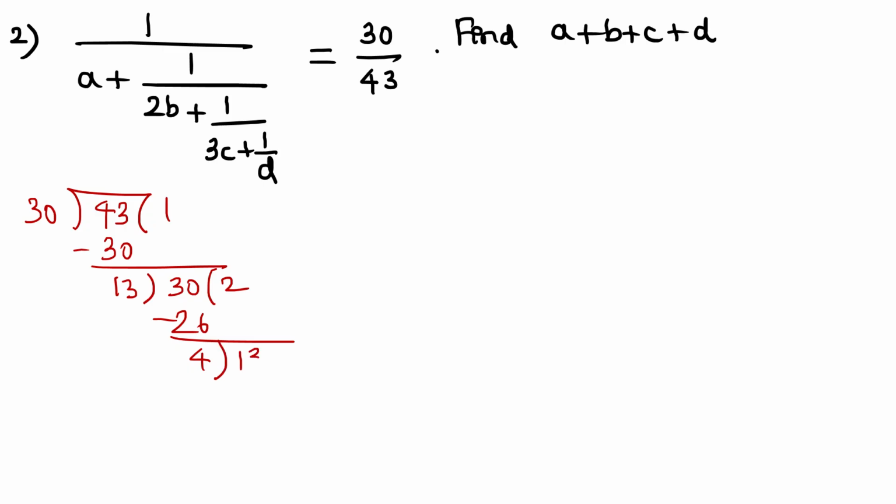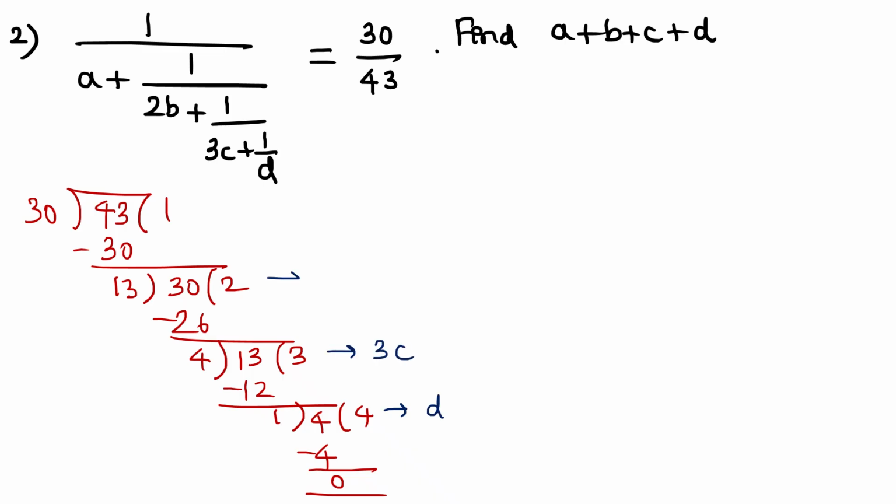So 4, then 13, then 3 is a 12, then 1, then this 4 comes over here, then 4, then the remainder you're getting over here, it is 0. So once you get the remainder 0, you have to think from the bottom. This is the value for D, this is the value for 3C, this is the value of 2B, this is the value of A you will be getting here.